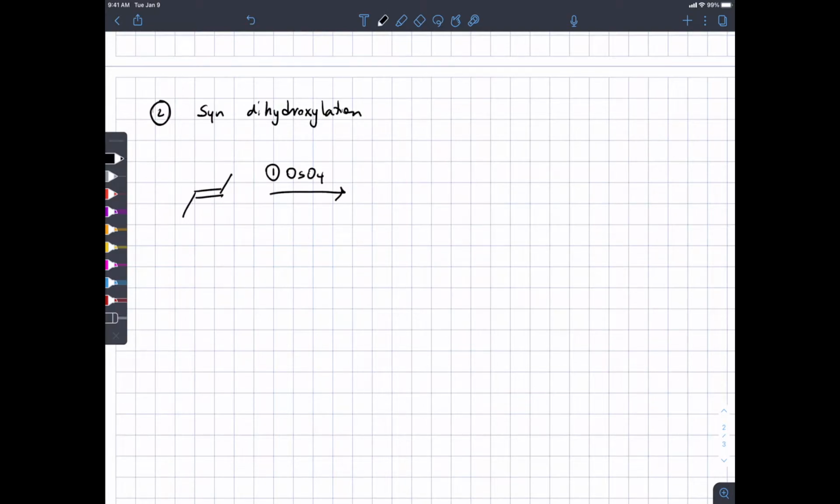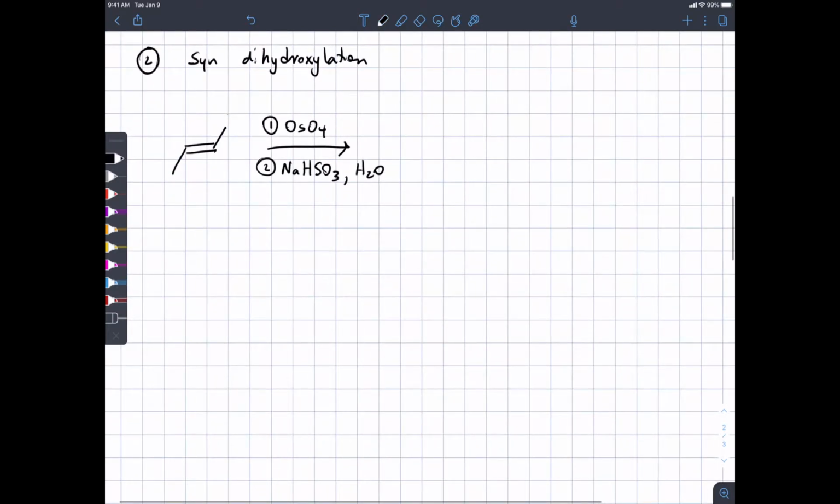All right, this is osmium in its +8 oxidation state. And then you use, in the second step, a strange reagent that I really don't care if you memorize. It's not clear to me what it does, but this is required to get to the final step. So I won't show you the mechanism, though I do want you to understand the stereochemical issues in the product here.